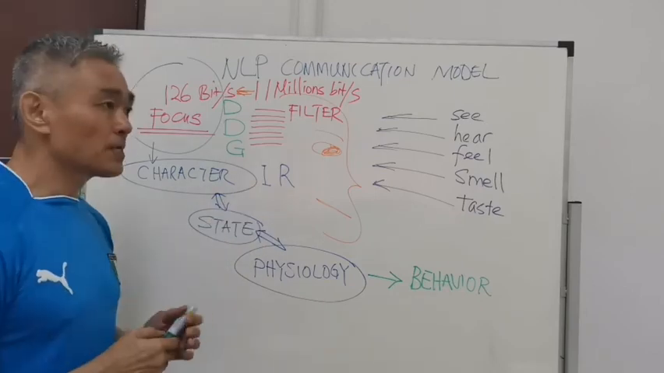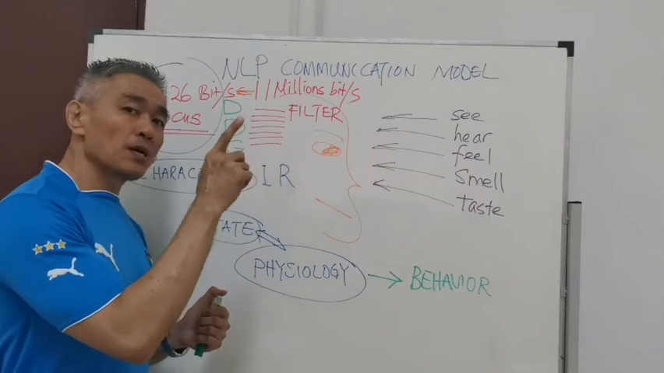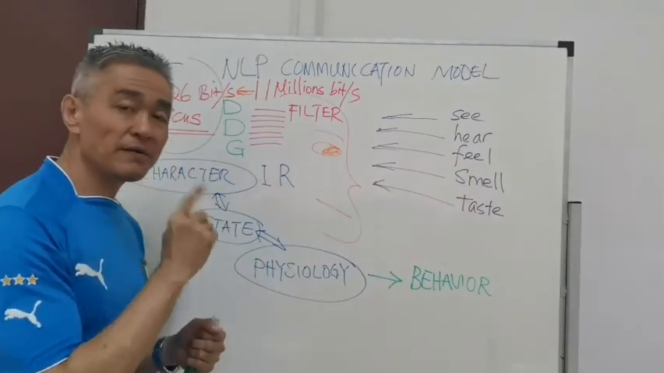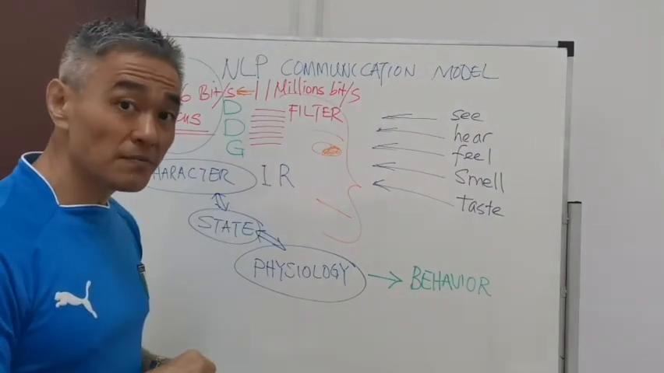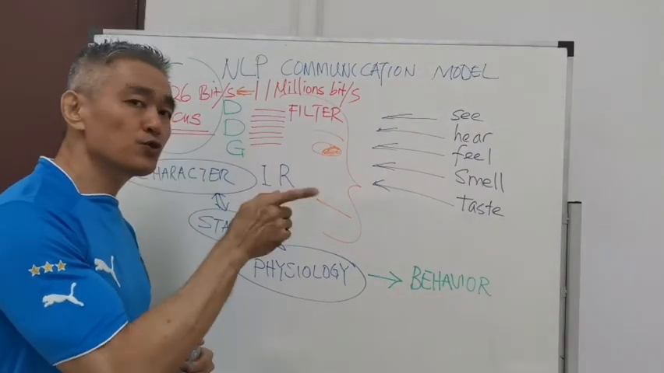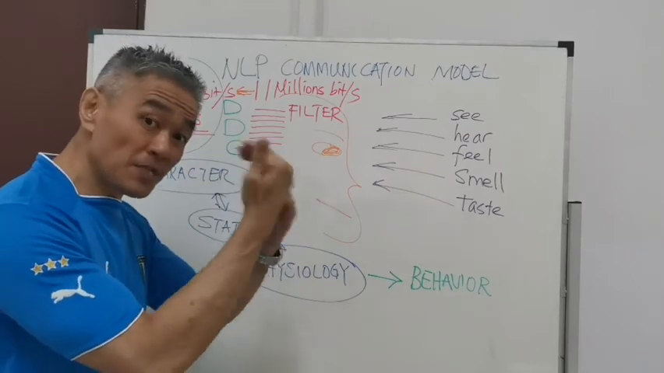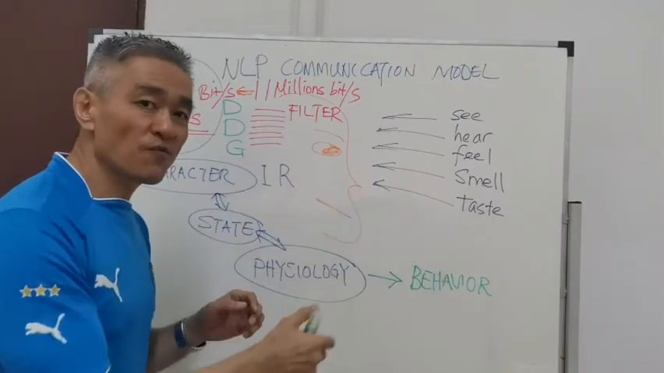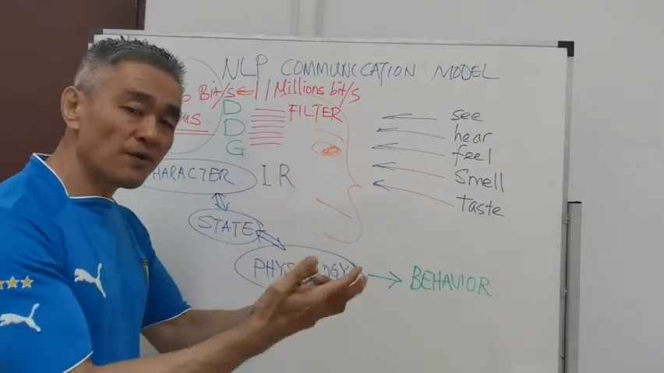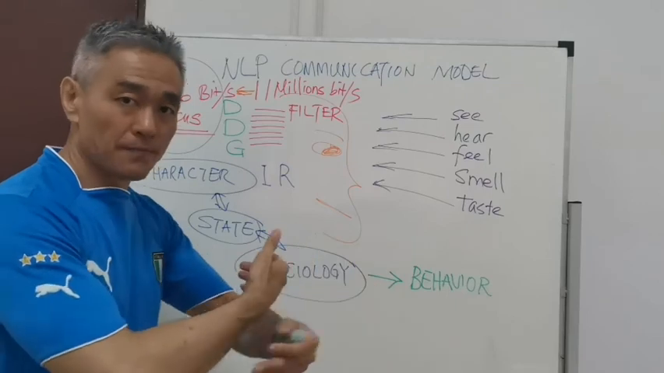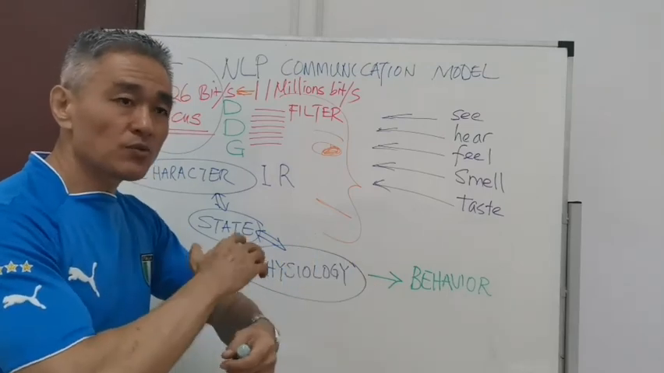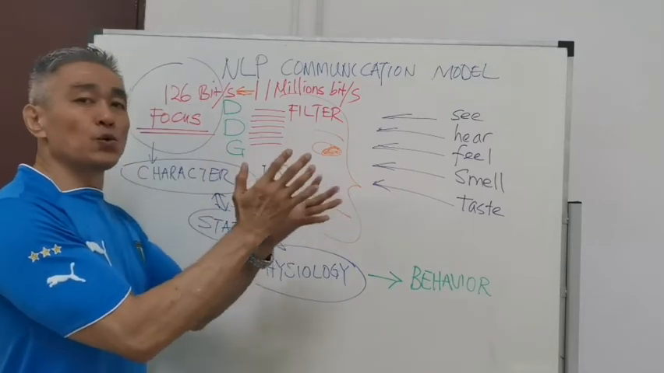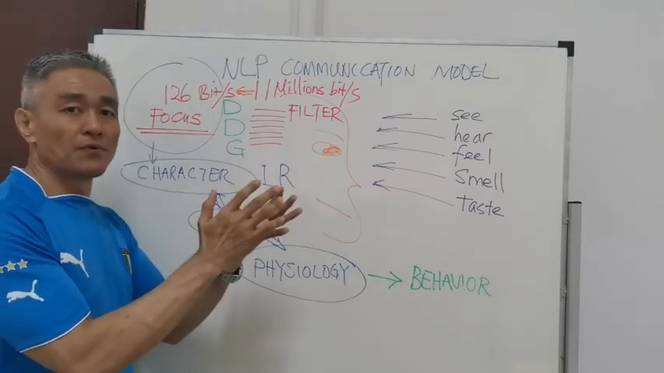So if our spouse is a very feeling person, a very kinesthetic dominant person, we don't need to say a lot of things. We don't need to talk a lot. We need to give our spouse a hug. We need to touch them so that they can feel the love of you.